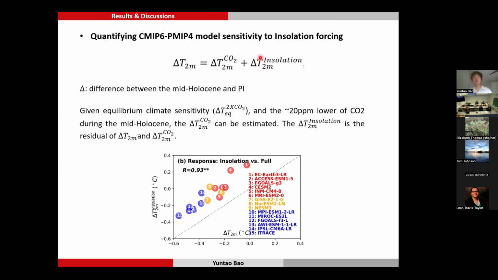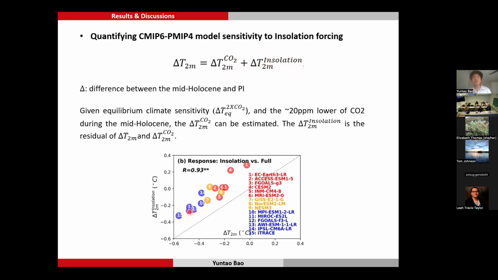So one way to isolate the insolation-forced temperature from the total temperature change is this: we know that in the mid-Holocene we only have two major forcings, one from greenhouse gases and one from insolation. So we can directly use this decomposition. Because we know the climate sensitivity, we can estimate how much cooling the roughly 20 ppm lower CO2 during the mid-Holocene causes, produced by greenhouse gases. Then the residual will be the temperature response due to the insolation change.